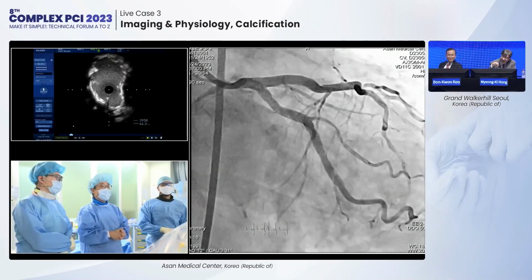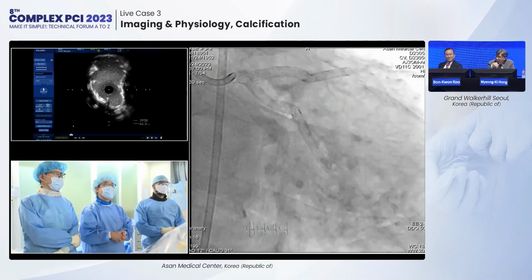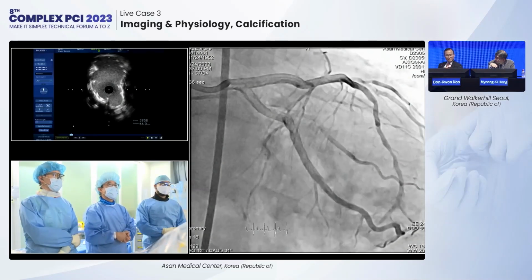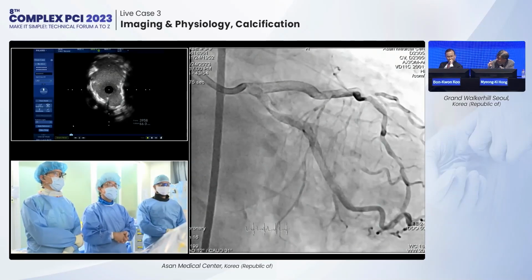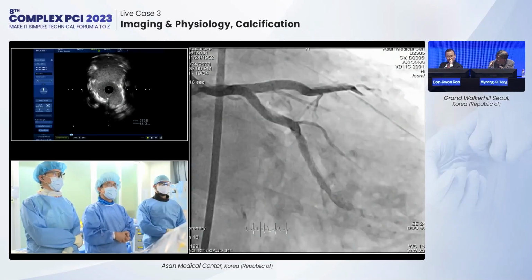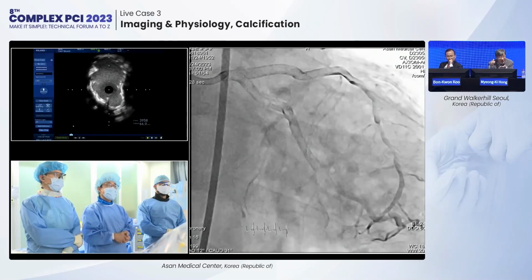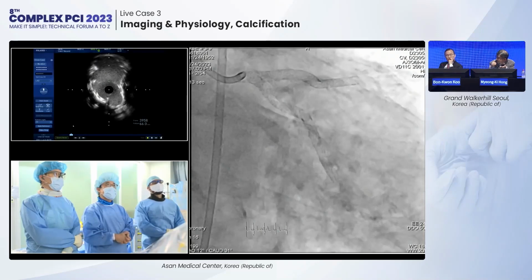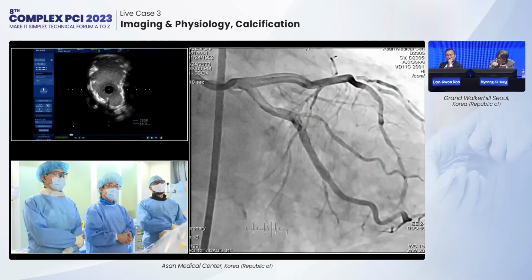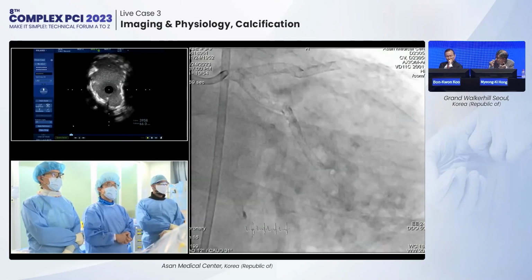I think the technique is not important. Minimal crush, DK crush, what is the final result? The final result from the image: what is the final stent lumen area, particularly in the ostium of the circ? It determines the final outcome.